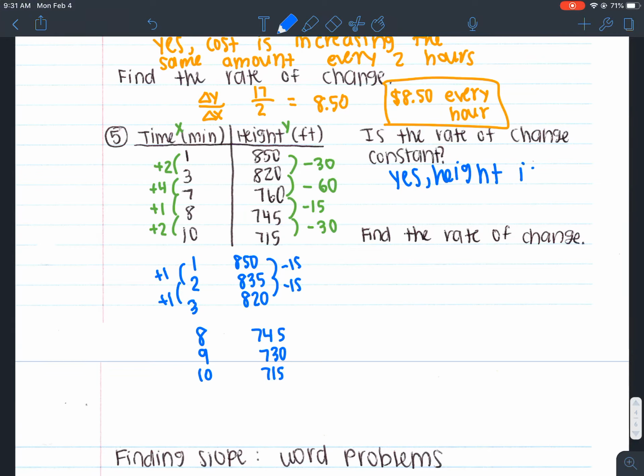The height is decreasing the same amount per minute.